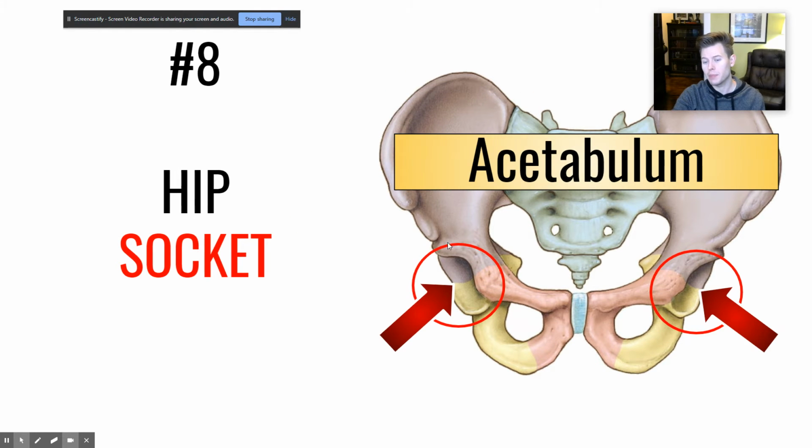All right, these are the hip sockets. So this is where the head of the femur actually goes into. So you might think it's called a fossa. I mean, it is a fossa, but it has its own name called the acetabulum.